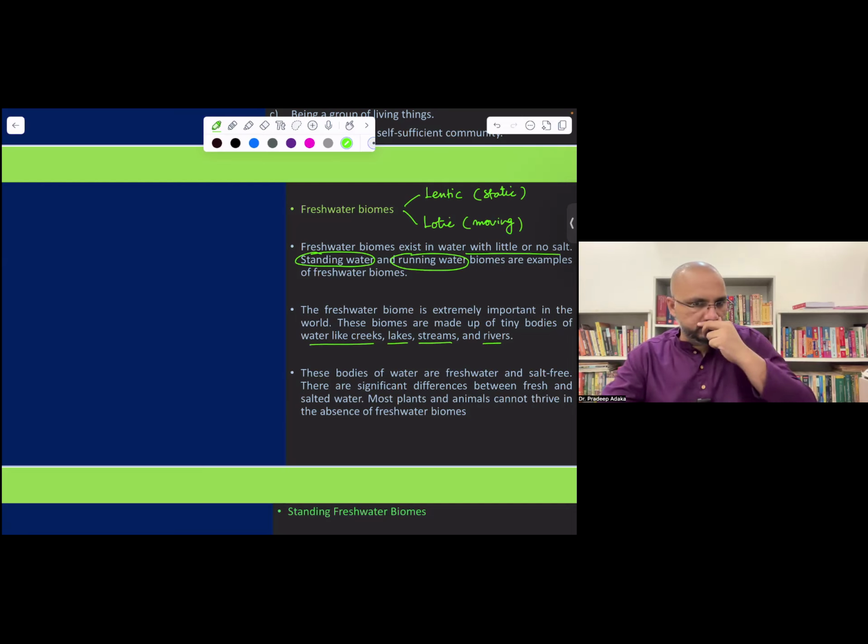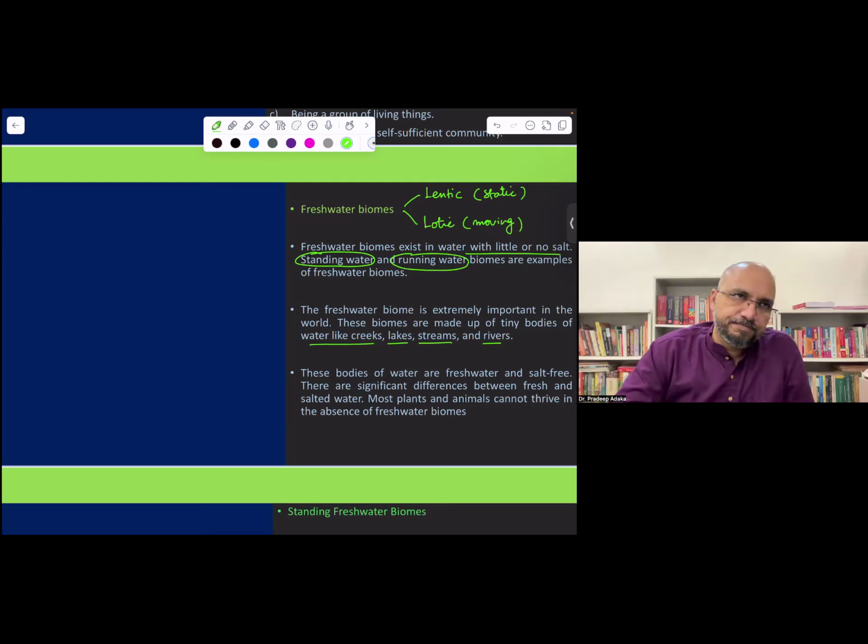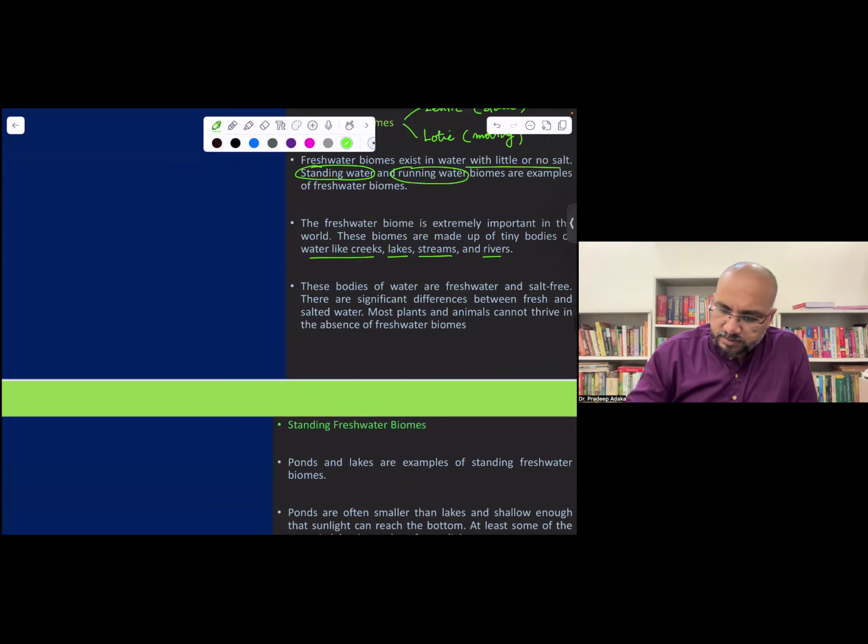So creeks are very small, you can say, very small stream which is flowing under the trees. Okay, so very small stream, it is called as creek. Creeks, lakes, streams, and rivers. So these bodies of water are fresh and free of salt.